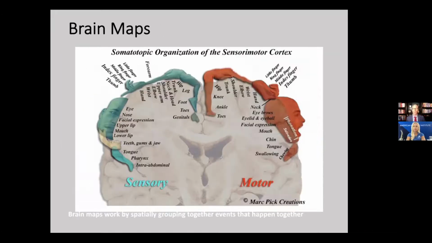So here's an example. If you've searched and learned about somatotopic maps, you've all seen this. These maps help certain events happen together. You'll see on this right where the hand is, it's close to the face. And that's probably because when babies are learning to explore their world, they put everything in their mouth. So their hands and their mouth form a map that's very close to each other.